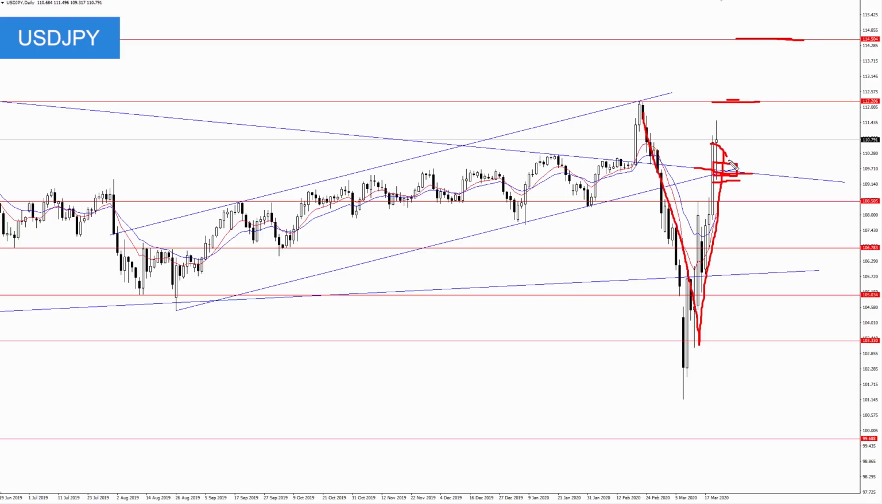If we do see the pair rotate lower and close back below it, we have 108.50 followed by 106.80.